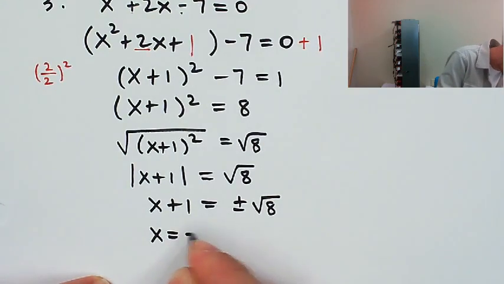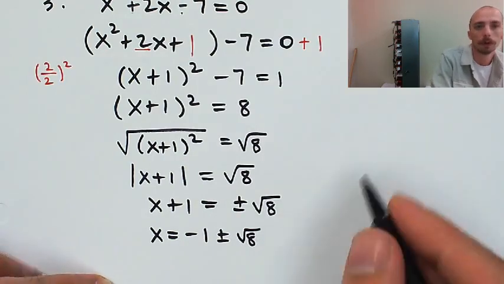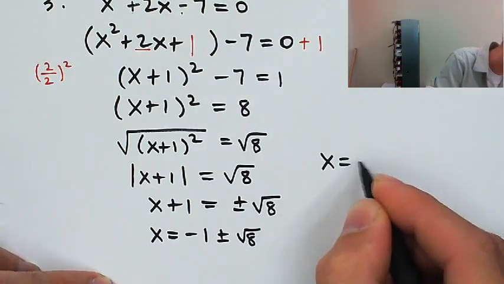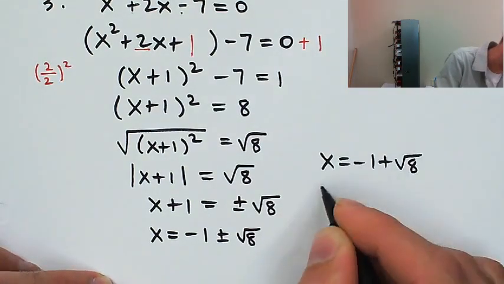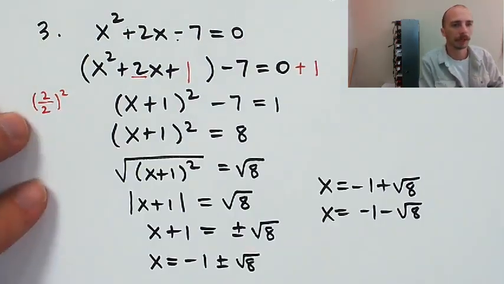And then we get x equals negative 1 plus or minus the square root of 8. Okay, which, if I wanted to list out both solutions, would be x equals negative 1 plus the square root of 8, and x equals negative 1 minus the square root of 8. And that's how we solve by completing the square.